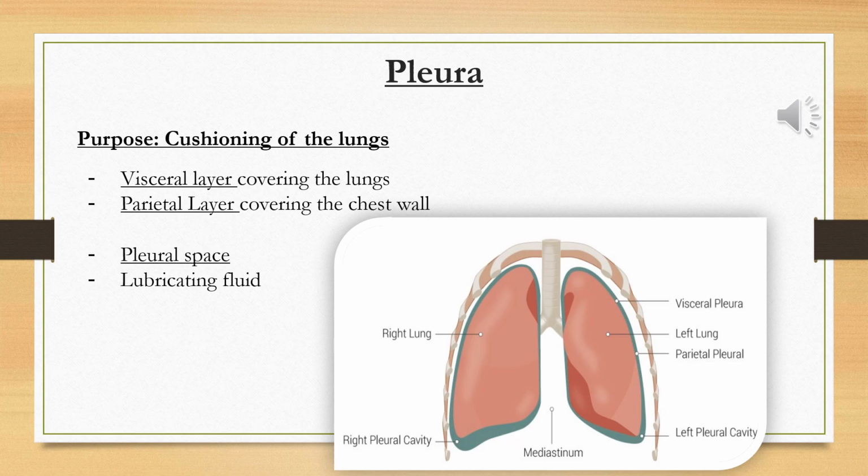In the pleural space, you have lubricating fluid, which is the pleural fluid. This fluid is very similar to other fluids in your body, such as synovial fluid, which provides cushioning for your joints. Likewise, a lubricating fluid makes sure that the two layers, when they're sliding against each other, do so smoothly.